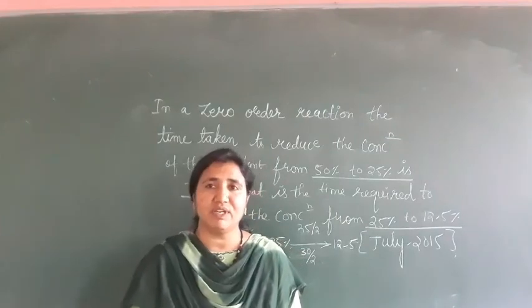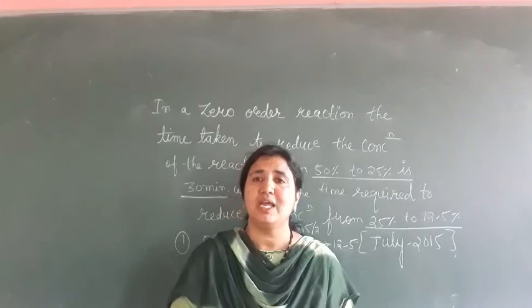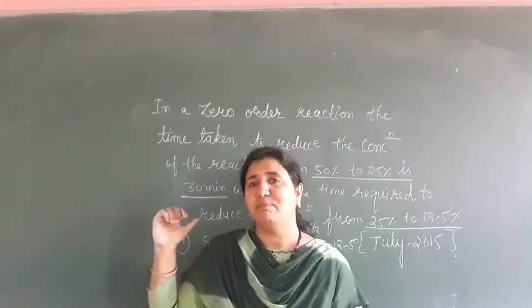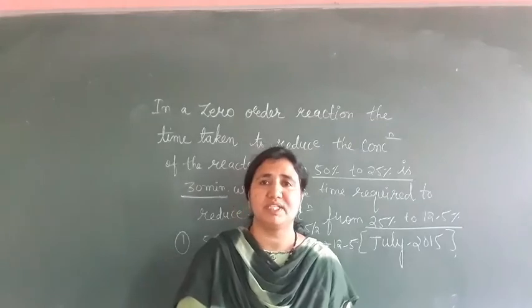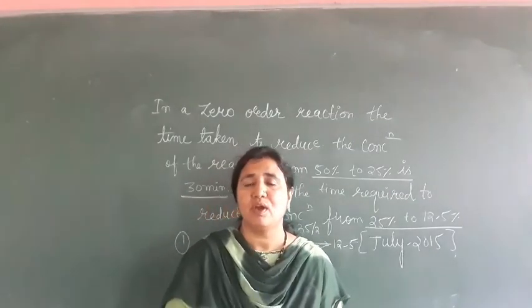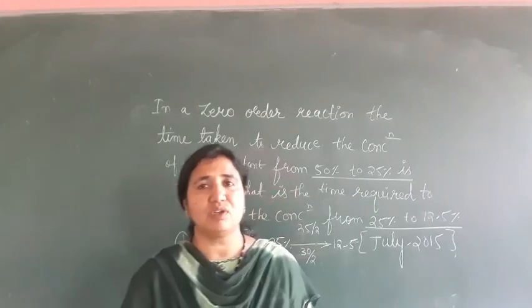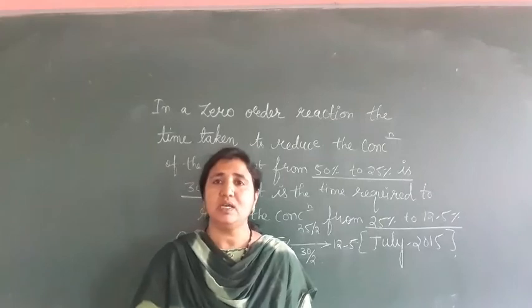The integrated rate equations for zero order and first order reactions are a compulsory question for three marks. Please solve these problems, which are two marks problems. If you want to refer to more problems, see my video. I have made a video before this on chemical kinetics problems, zero order and first order reactions.